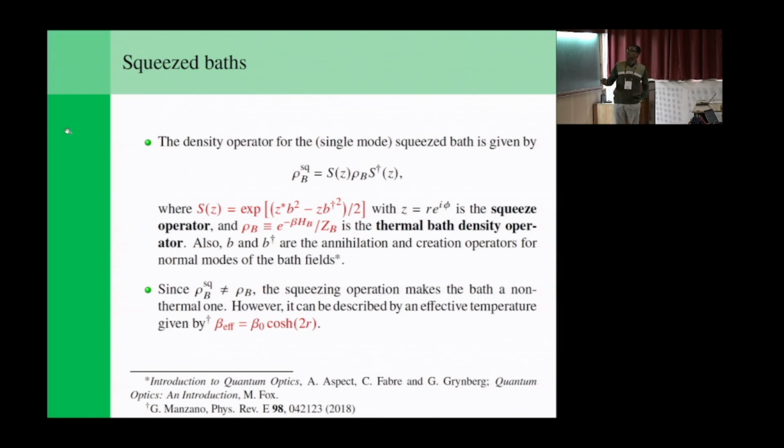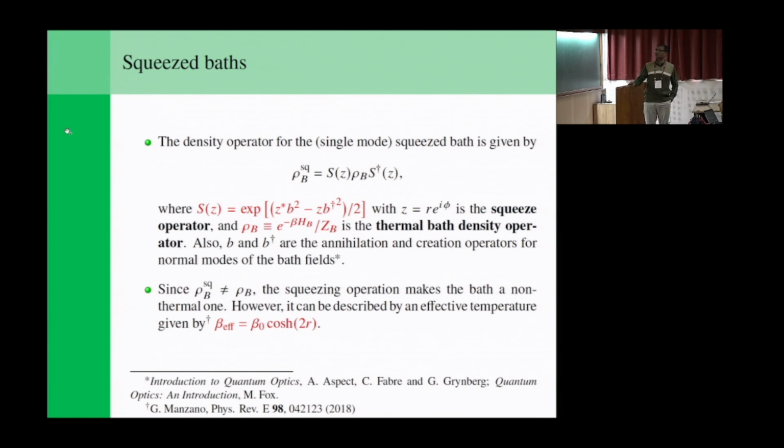These are called squeeze operators, defined in that way, where z is some complex number, and these r and phi are called the squeeze parameters. Now, throughout this work, we found that phi is inconsequential, so phi doesn't affect any of our thermodynamic observables. So when I talk about squeeze parameters, it will exclusively mean r. And you see this effect makes the bath non-thermal because if rho b is the density operator for the thermal bath, applying the squeeze operator makes it a different density operator, so that makes the bath non-thermal.